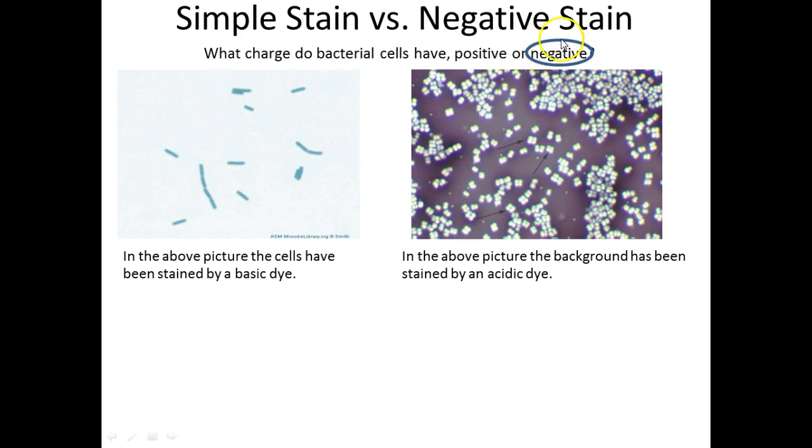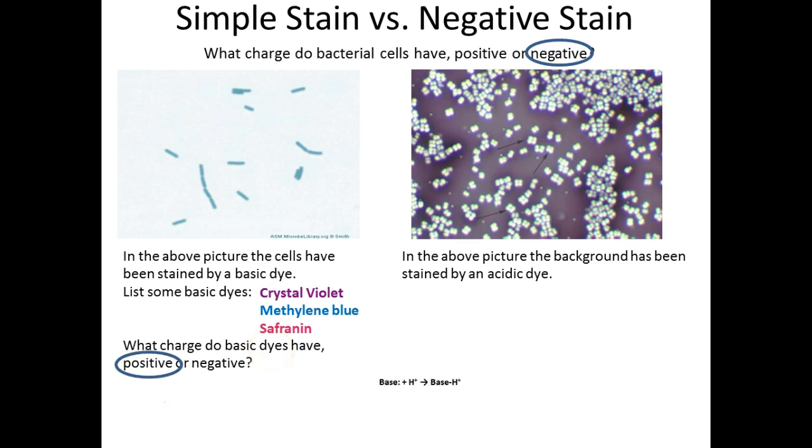Remember, the cells themselves have a negative charge. Basic dyes have what charge? Positive charge, right? And so most of the dyes we use in lab are basic dyes. Some of the ones that we'll use today and in the next couple of weeks are crystal violet, methylene blue, and safranin, which is a red dye.